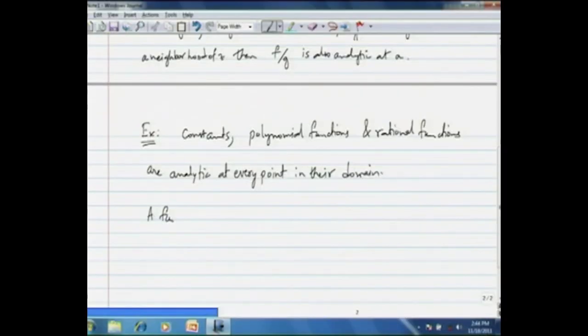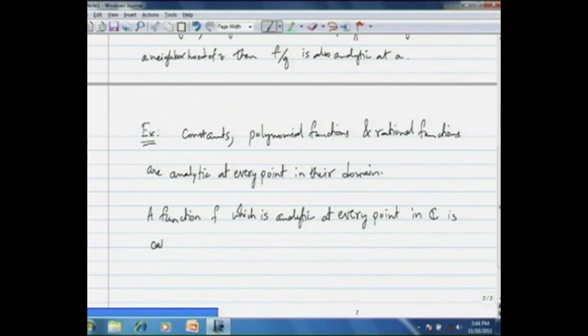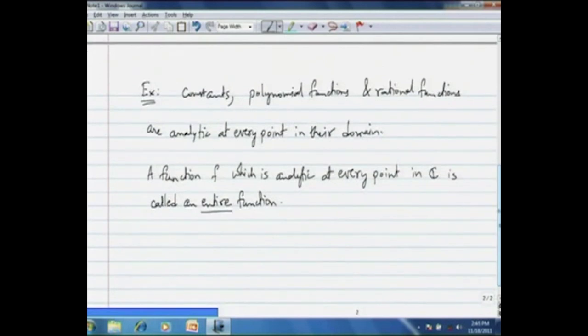A function f which is analytic at every point in C, so in particular it is differentiable at every point in C, is called an entire function. So, an entire function is something which is analytic on all of C. In our example stated above, both the constants and the polynomials are entire functions.